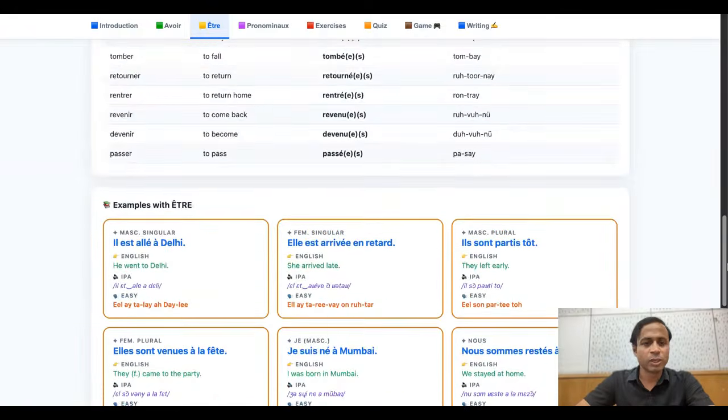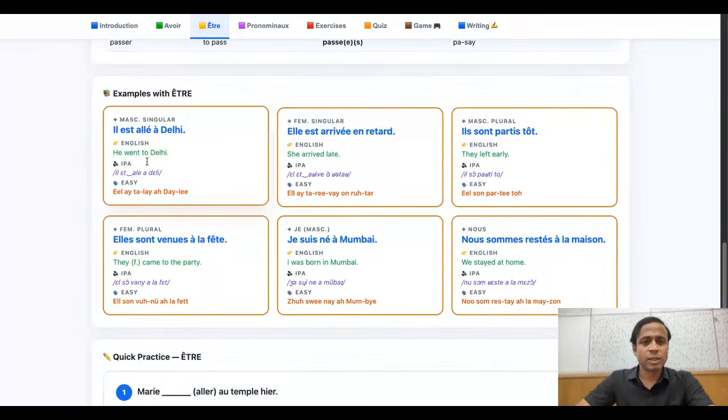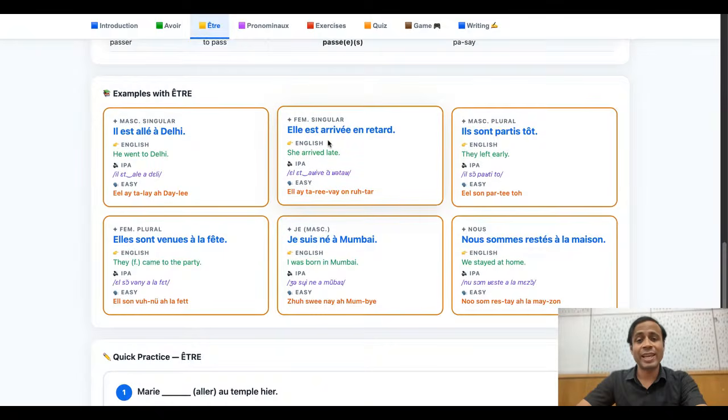Now you see the example: il est allé à Delhi. He went to Delhi. So again, movement verb. With il, we have not added any extra e. But see here, elle est arrivée en retard. Here with arrivé I have given an extra e because elle is feminine.